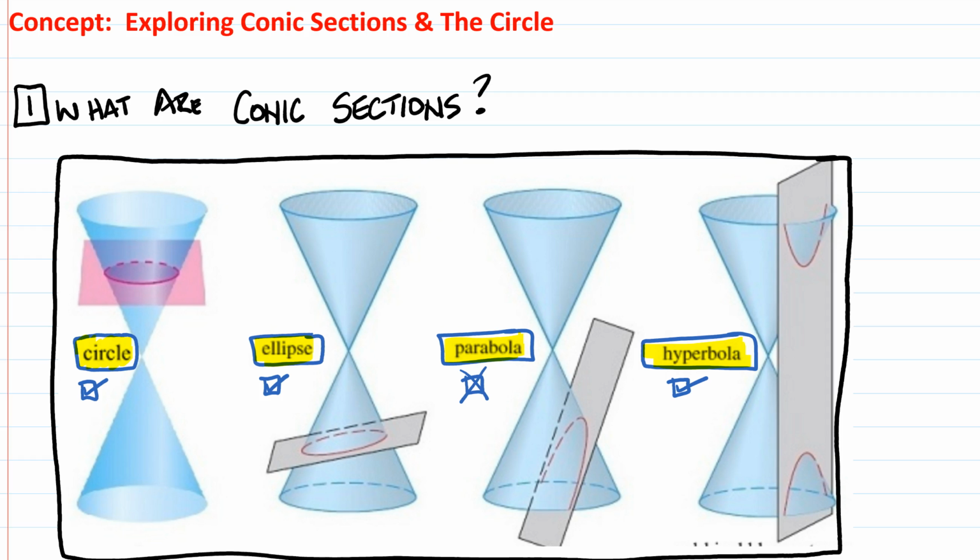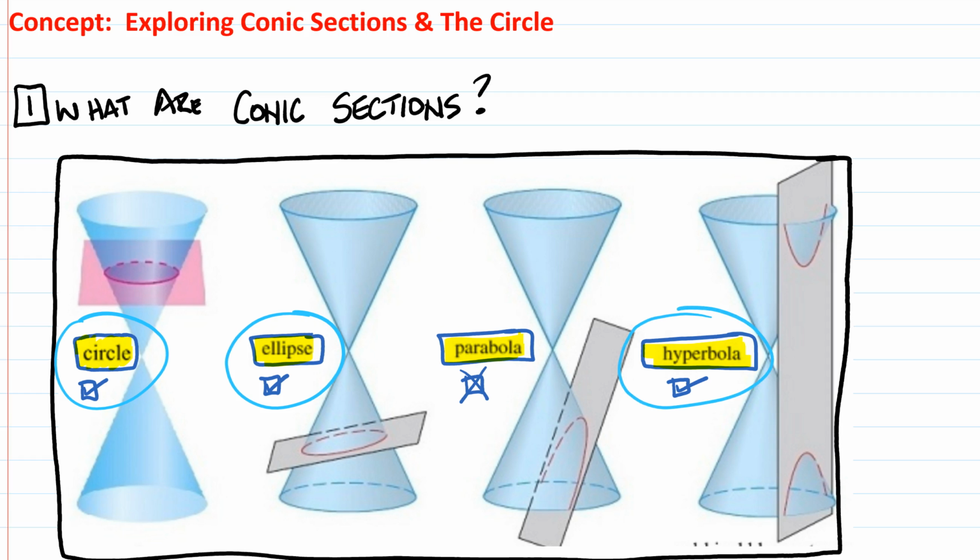So notice I've got circle, ellipse, parabola, and hyperbola here. We are going to talk about the circle and we're going to talk about the ellipse. We're not going to talk about the parabola because we've already talked about that extensively in Algebra 1 and Algebra 2, and we are going to talk about the hyperbola here.